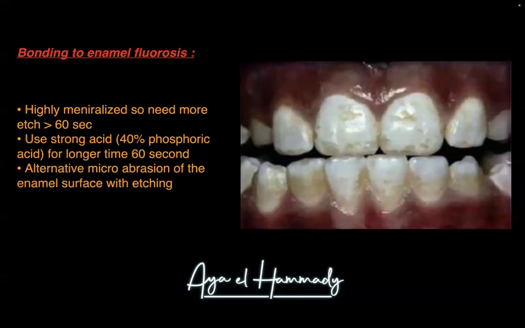If I have any defect in the enamel, like fluorosis, amelogenesis imperfecta, MIH, I need here to increase the etching time to more than 60 seconds. And instead of 37% phosphoric acid, I'm going to use 40% phosphoric acid for 60 seconds. So here I'm going to increase 2 things. I'm going for 40% phosphoric acid instead of 37. And if I'm going for enamel defect, I'm going to etch for 60 seconds, not for 15 to 30 seconds, okay? Is it clear now?